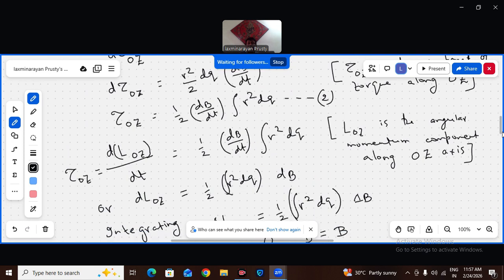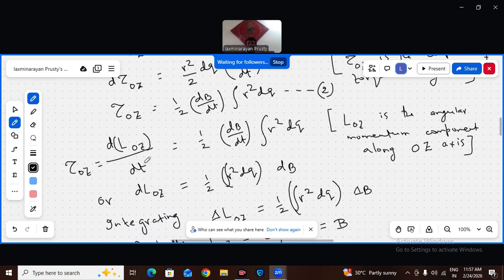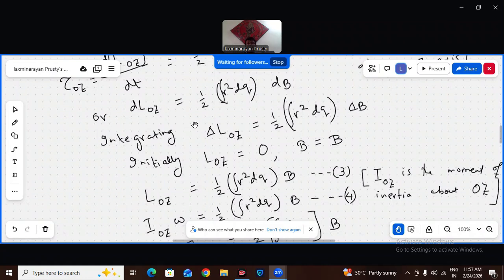So now you see dt cancels. So dLOZ is equal to half r square dq integration into dv. Integrating both sides, I'll get delta LOZ is half r square dq into delta v. So LOZ initially is 0 because there is no angular momentum; the disk is at rest. B is equal to some b. So LOZ will be half r square dq integration into b. This is the angular momentum of the disk once the field is switched off.